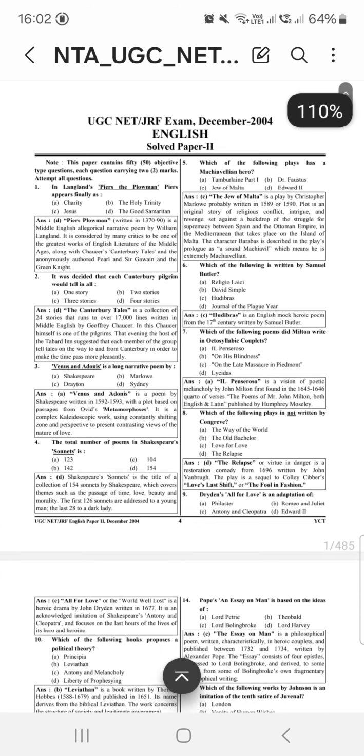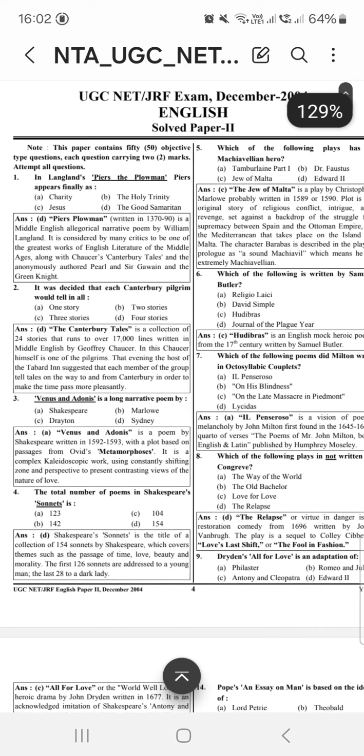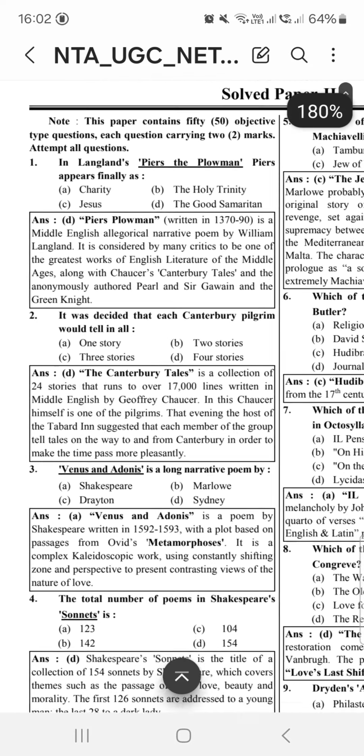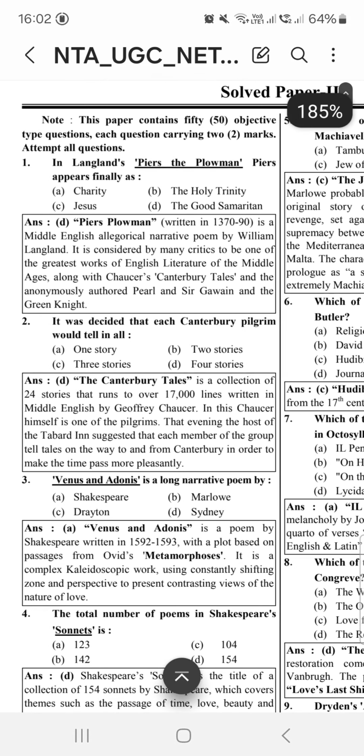So, starting with the paper of 2004, the first question is in Langland's Piers the Plowman, finally, it appears as what? The answer is D part, The Good Samaritan, and it is a long narrative poem. Who wrote this poem? That is William Langland.